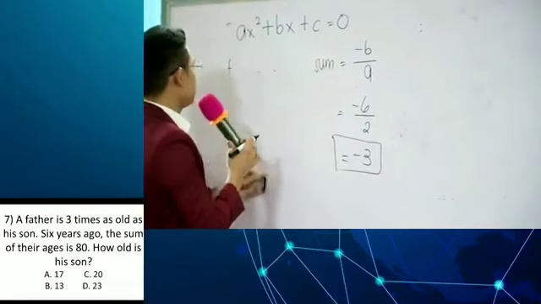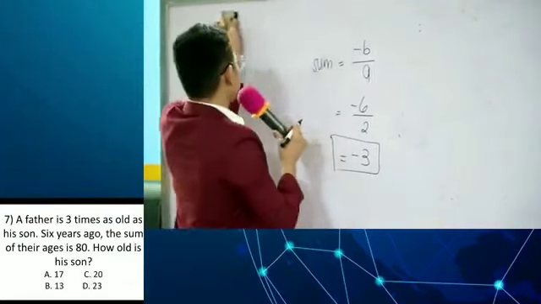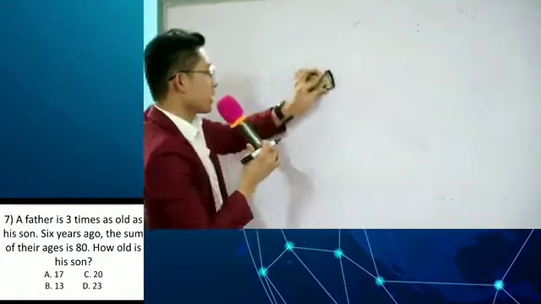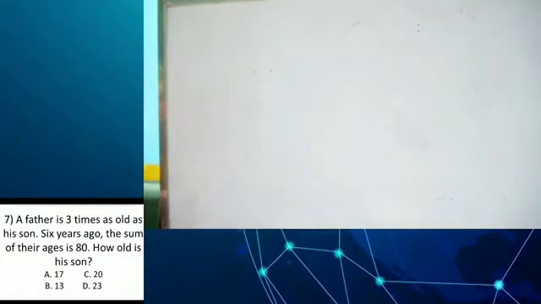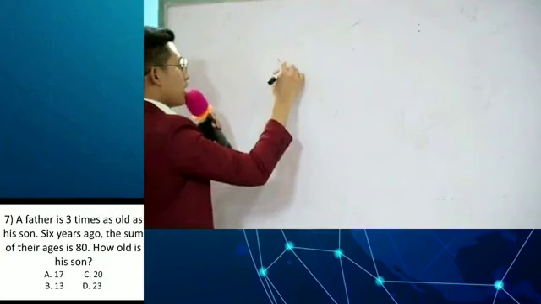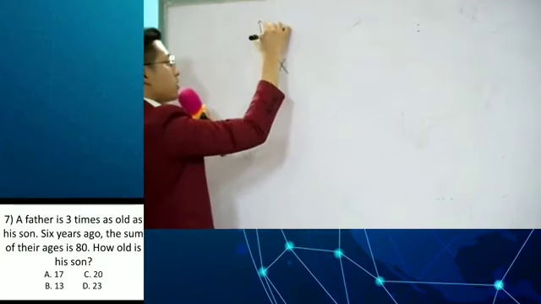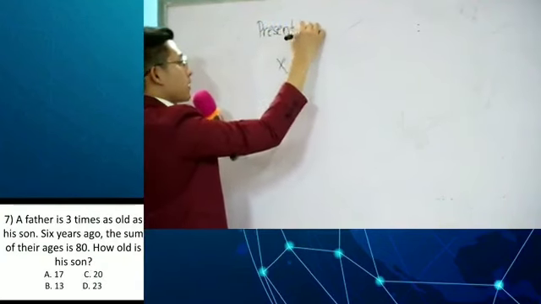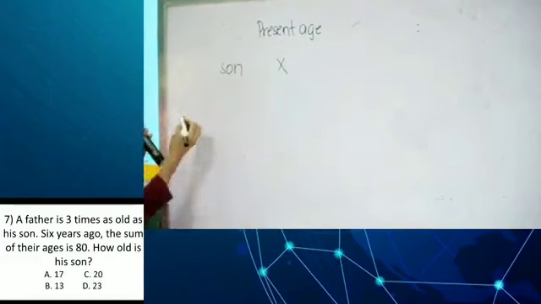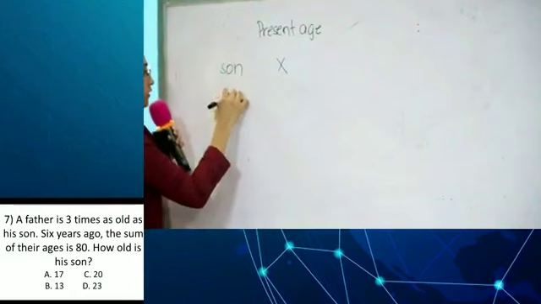Age problem. Usually, ang ginagawa ng iba dyan, nagta-trial and error na lang. Okay? Pero para hindi kayo mahirapan, ang gawin niyo gumawa kayo ng table. Okay? So let natin si age of the son as x. Okay? So that is the present age. Let natin yung age ni son as x. How about the age of the father?